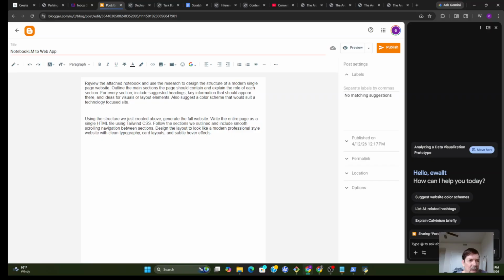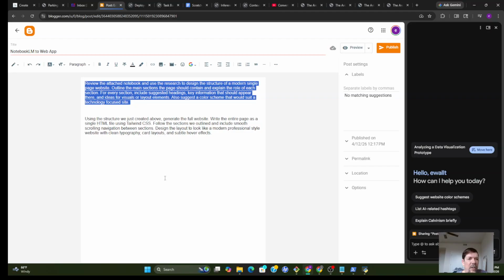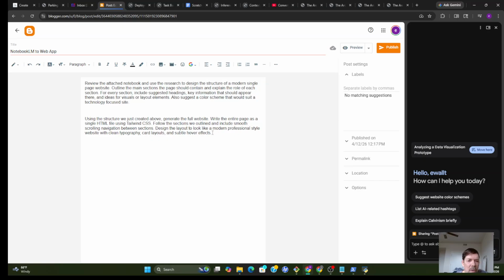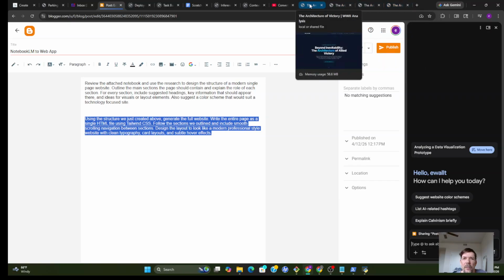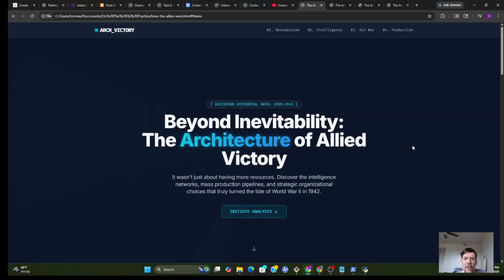The first prompt says to review the attached notebook and use the research to design the structure of a modern single-page website, and the rest. That had Gemini come up with a plan. And then the second prompt is to implement the plan and create the website. What I'm going to show here is the result of that.